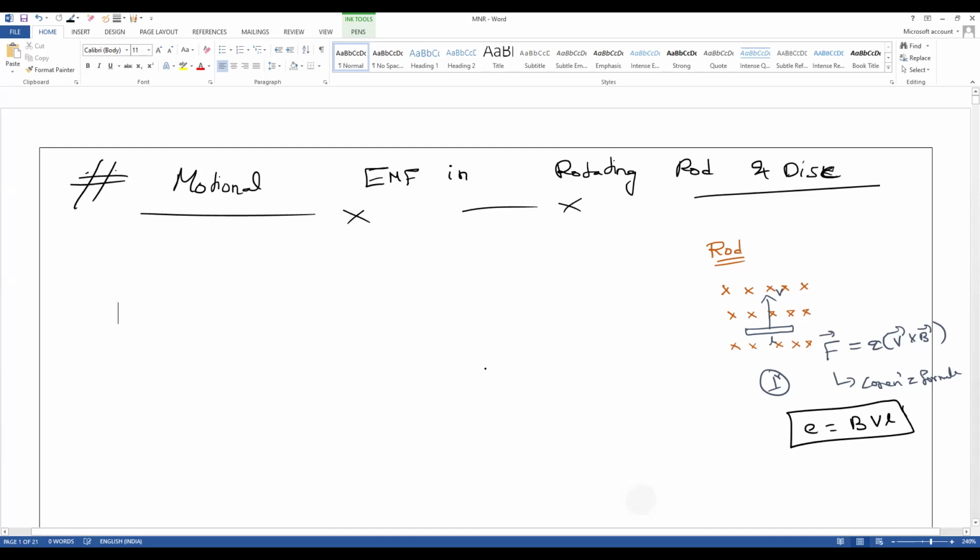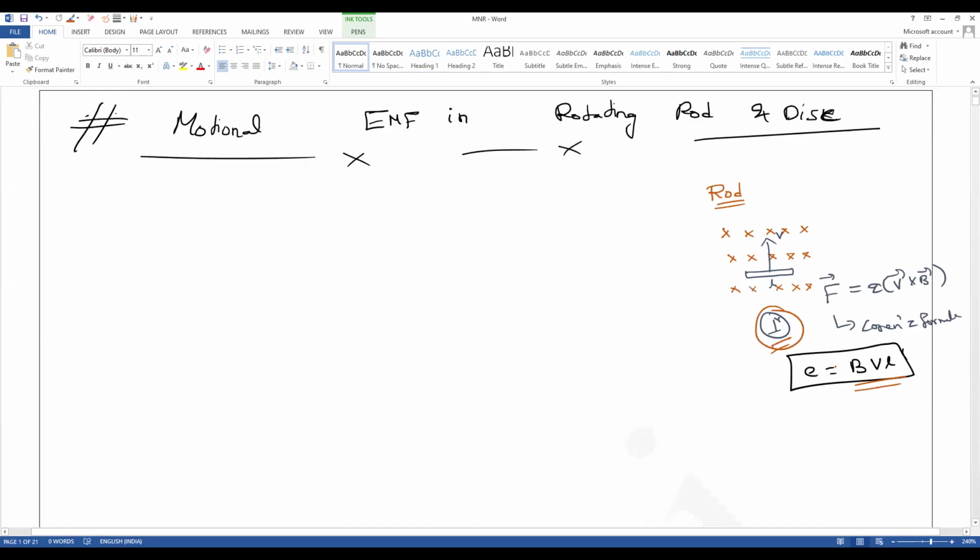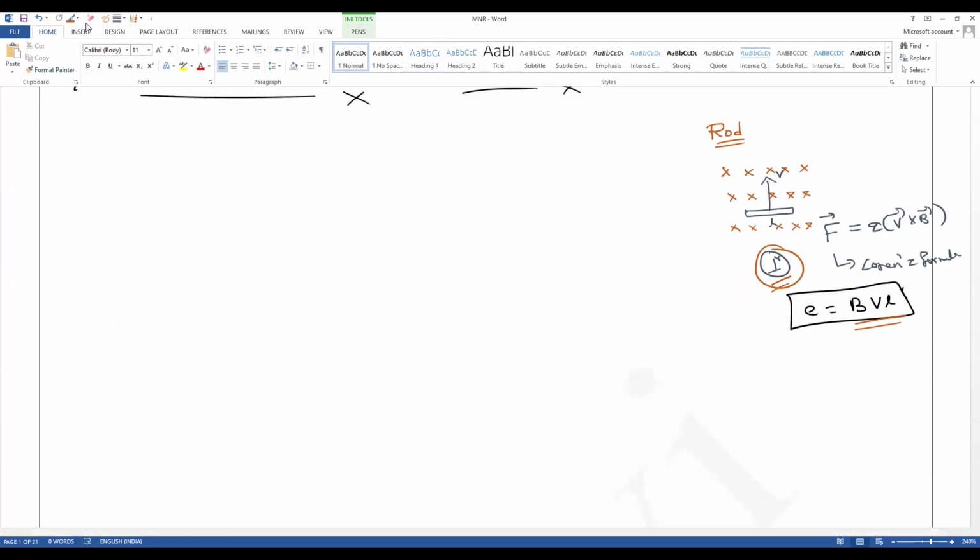So a rod which is moving in a magnetic field will act like a battery, because it will induce a voltage when it is moving across the magnetic field. Is it right, guys? But they must be mutually perpendicular to each other. If any two are parallel, the induced EMF is zero, which we already studied.